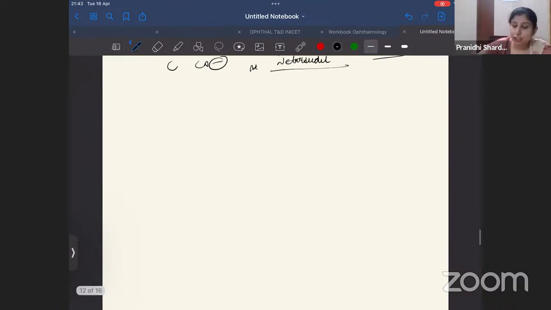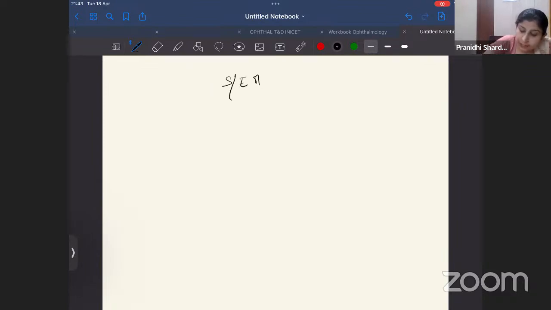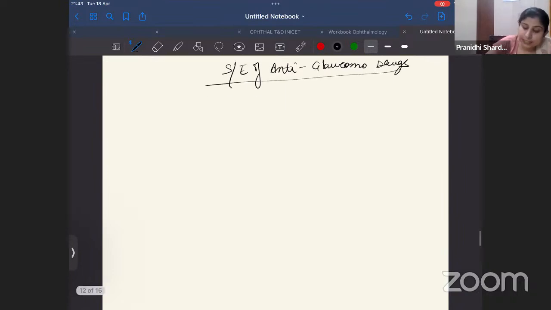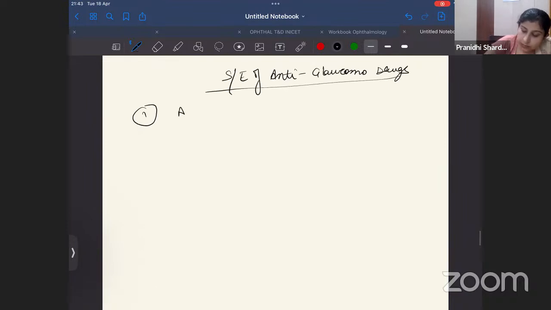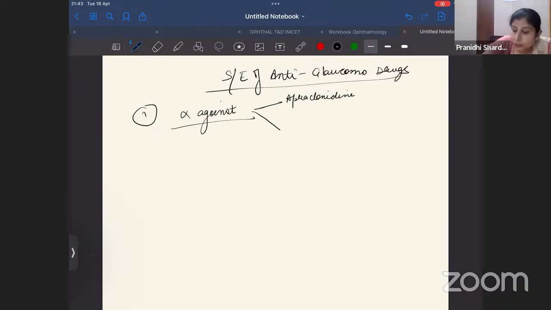So let us have a quick revision of the side effects of the anti-glaucoma drugs, because these are also asked very commonly. Firstly, we'll start with this ABC. Alpha agonist. Mainly we discussed two drugs, apraclonidine and brimonidine.